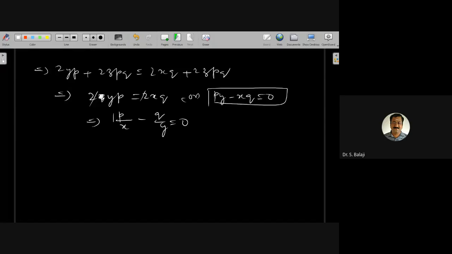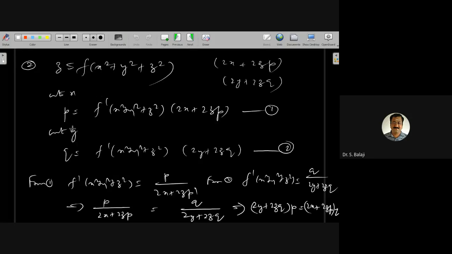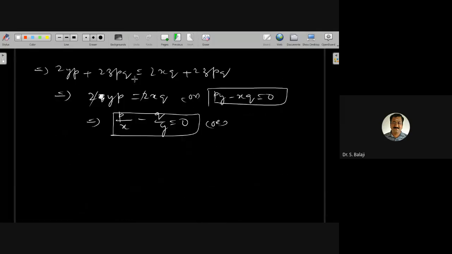Or you can write it like this. In any manner you can write the differential equation: py minus xq equal to 0, or p by x minus q by y equal to 0. This is the idea. Just differentiate partially with respect to x and with respect to y, and you get the f dash relationships. Equate both the f dash relationships, then you get the required condition.